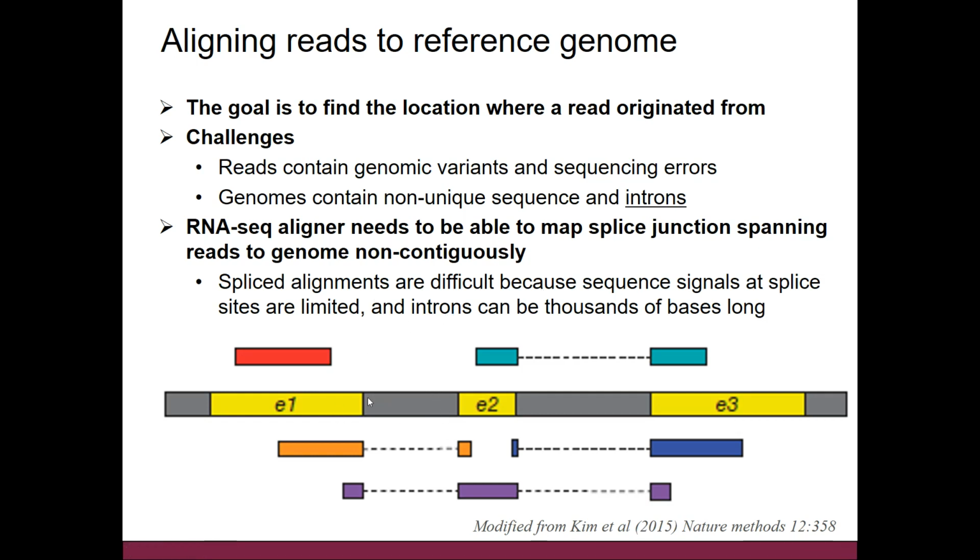So in this image here, we have a piece of a gene with 3 exons, exon 1, 2, and 3. And then we have different kinds of RNA-seq reads. The red read here maps within an exon, and that's easy for the aligner. Then we have other reads which go across exon-exon junctions, so they need to be mapped non-contiguously. And the ones that are particularly hard are these ones which have a very small overhang in the other exon.